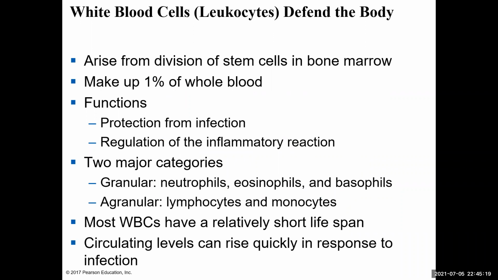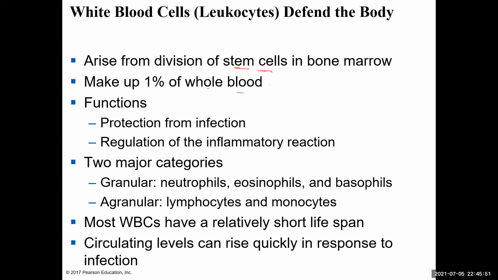Now, looking at our white blood cells, they are very important for defending the body. Again, these white blood cells come from stem cells in the red bone marrow. They make up approximately 1% of the whole blood. So them, along with platelets, make up that 1%. Again, protection from infection, and they help to respond to inflammatory reactions.